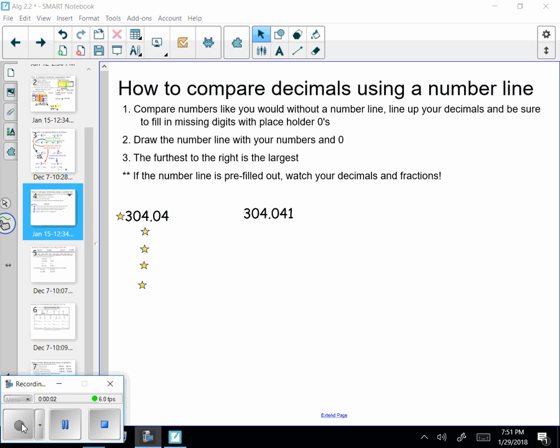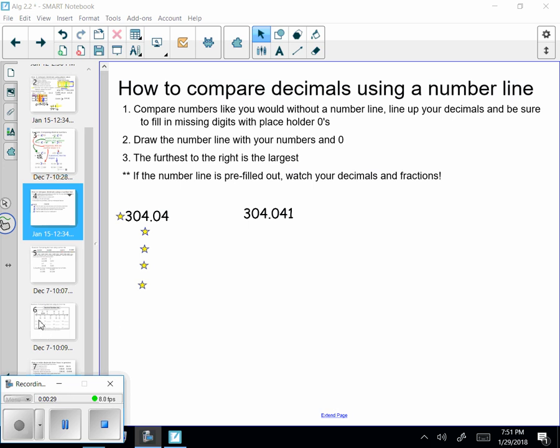How to compare decimals using a number line. To compare decimals using a number line, there's 3 steps. Step 1. Compare numbers like you would without a number line. Line up your decimals and be sure to fill in missing digits with placeholder zeros. Step 2. Draw a number line with your numbers and 0. Step 3. The furthest to the right is always the largest.